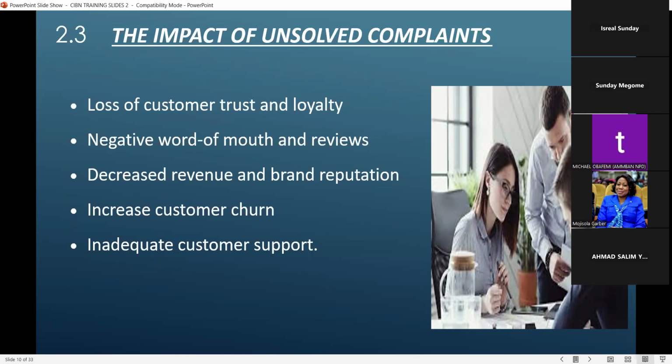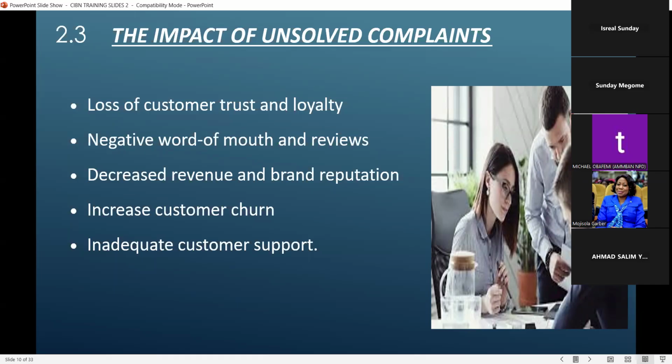You will see that there are some customers, maybe they have a dispense error and the rest, and we're not able to resolve it well. They will stand in front of your shop and be shouting. They want to create a nuisance. They want to create attention. That's one of the negative effects of an unresolved complaint.